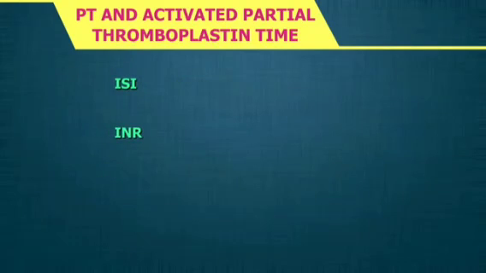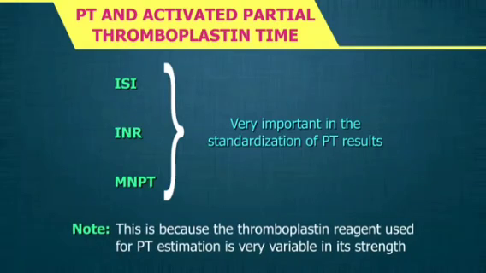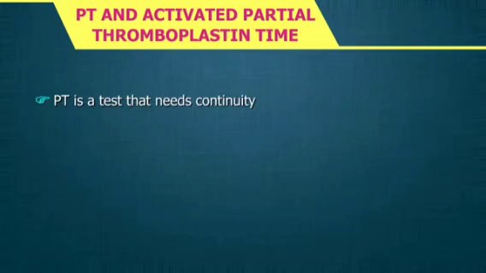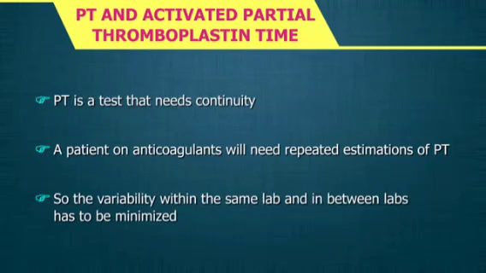ISI, INR, and MNPT are three numbers that are very important in the standardization of PT results. This is because the thromboplastin reagent used for PT estimation is very variable in its strength. PT is a test that needs continuity. A patient on anticoagulants will need repeated estimations of PT. So, the variability within the same lab and between labs has to be minimized.